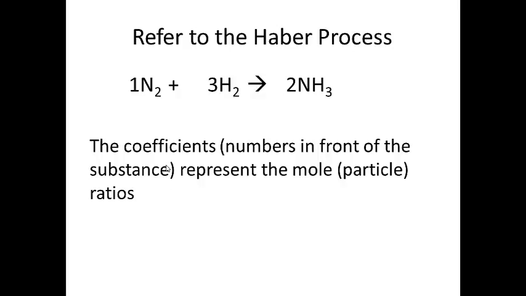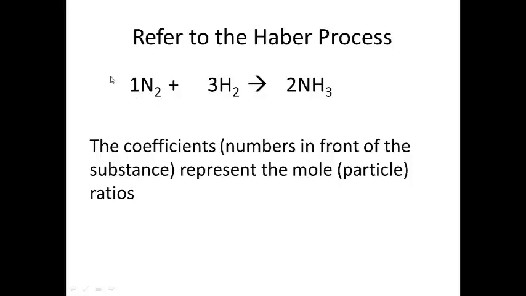So let's consider the Haber process here. The Haber process is a famous process invented by Fritz Haber in order to synthesize ammonia, which is NH3, from nitrogen and hydrogen. So we all know that the balanced equation for this is 1 nitrogen molecule plus 3 hydrogen molecules make 2 ammonia molecules. So that represents the mole ratio.